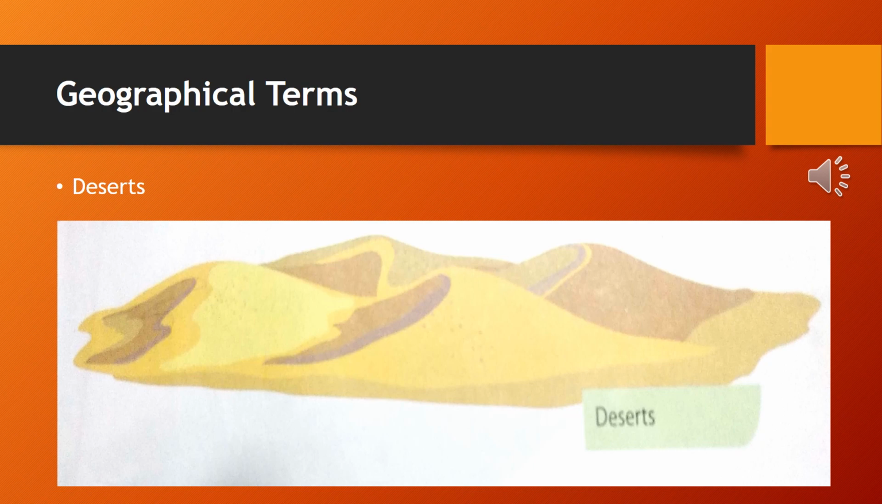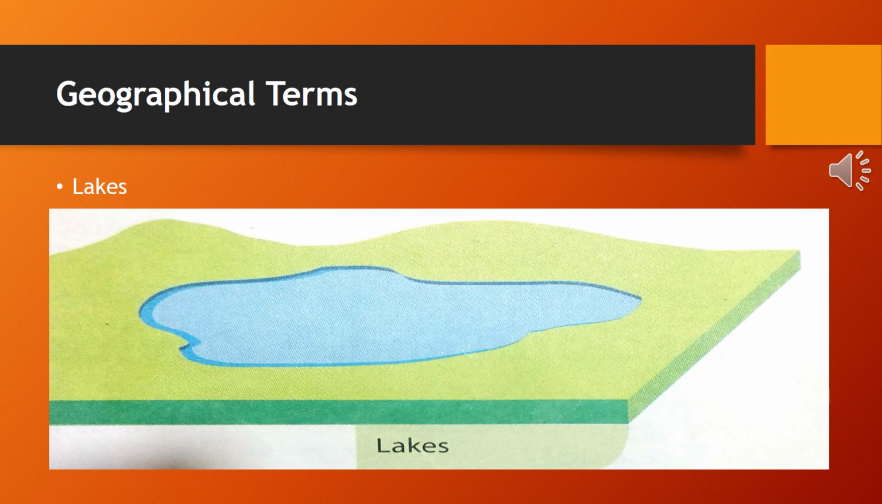There are hot deserts and there are cold deserts. Cold deserts are called tundra. Cold deserts are found on high mountaintops or in polar regions. Lakes are the water bodies completely surrounded by land. Lakes are like inland seas. Lakes can be of two types: freshwater lakes and saltwater lakes.